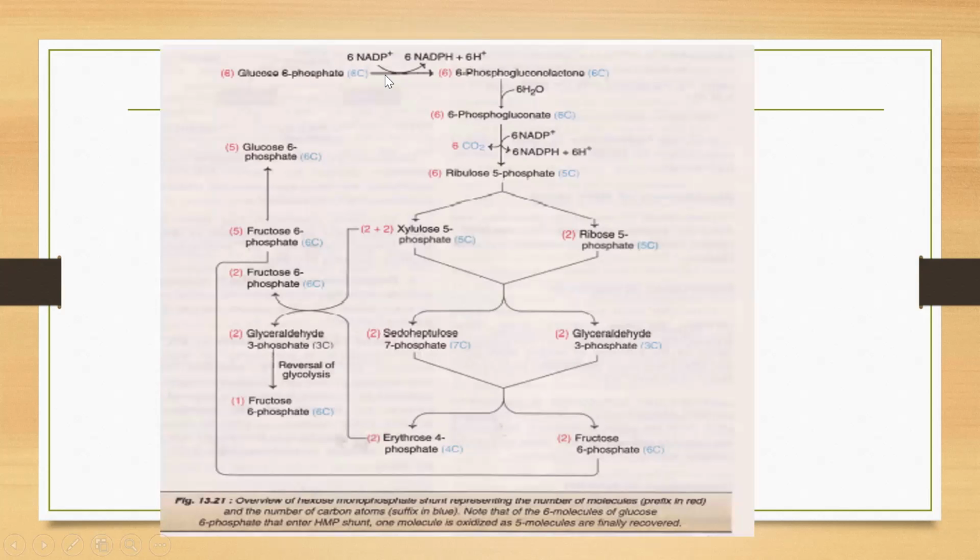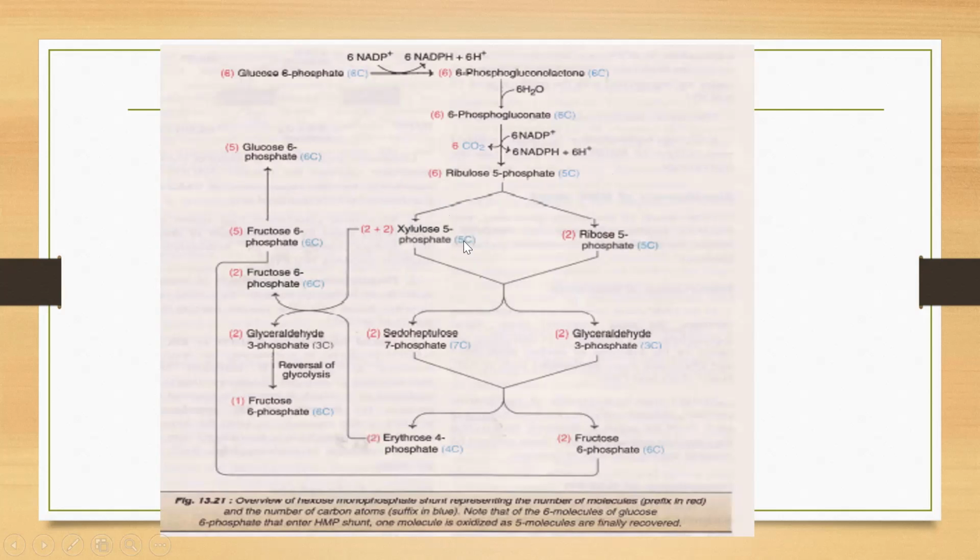Now I will show you this slide. See, at the start of this pentose phosphate pathway, 6 molecules of glucose 6-phosphate are required. And from these 6 molecules, we get 6 NADPH at the first step. Then 6 molecules of 6-phosphogluconolactone will form. Then 6 molecules of phosphogluconate will form. Then 6 molecules of ribulose 5-phosphate will form. Then these 6 molecules of ribulose 5-phosphate will split into 4 plus 2. See, 4 molecules of xylulose 5-phosphate and 2 molecules of ribose 5-phosphate.